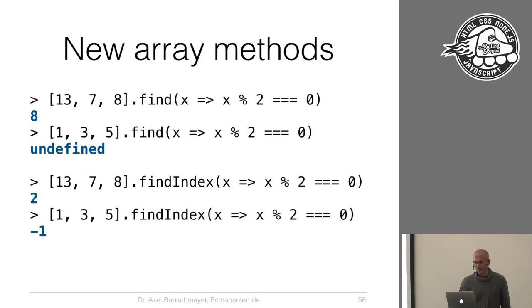Array methods, those allow you to find an element in an array, and it returns the element. This allows you to find the index of an element. And both times you can use arrow functions, and so here you're saying find the first element that is even, and 8 is the first even element, so it's returned here, and the index of 8 is 2. So that's a quick way of using a Boolean function to find an element.